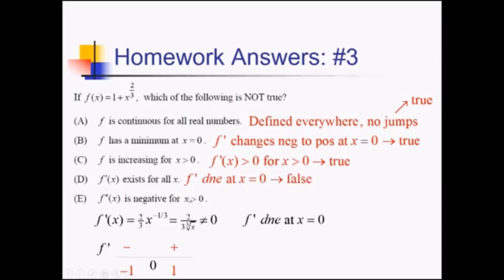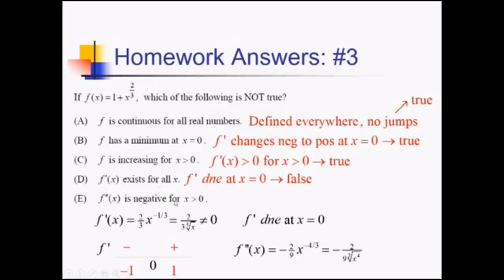But this last one, if you really wanted to know about f double prime, we could find f double prime. That's going to be, let's see here, using our power rule, -2/9 x to the -4/3. And if I rewrite that, this is really -2/9 times the cube root of x to the 4th. So that's kind of crazy.